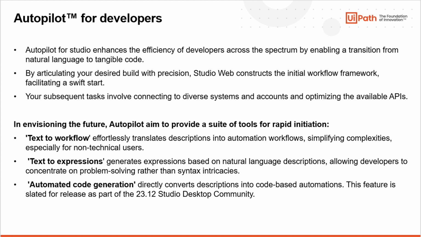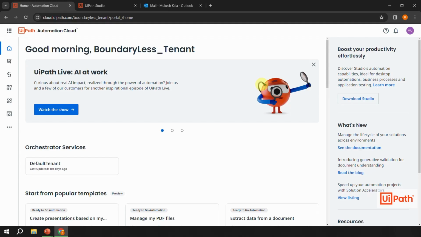Let's say you are a more experienced developer and you want to write some expressions. Autopilot can help you convert your text to expressions. People who are coming from a Studio background might know that we have something called coded automation. Autopilot is now capable of generating the automation code in your coded automation. This feature is released in the 23.12 version of Studio Desktop Community. So this is all for developers.